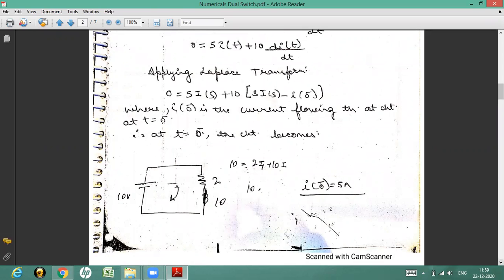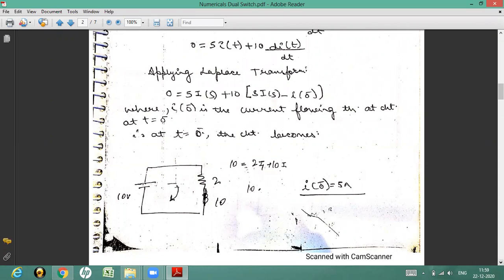When you calculate the short circuit current, I(0-) is equal to 5 ampere, by simply using Ohm's law, V equals IR, so I equals V by R. So I is equal to 10 upon 2, which is equal to 5. So you get the value of I(0-) as 5.